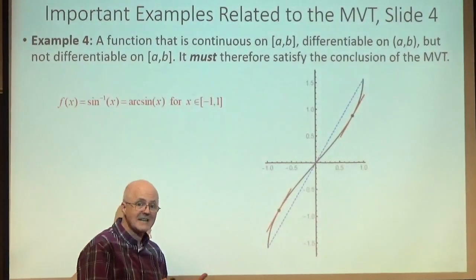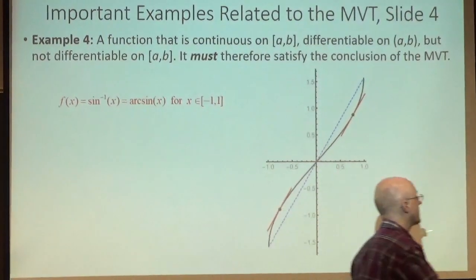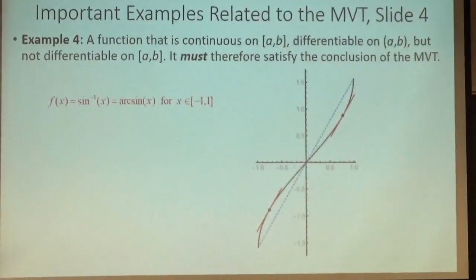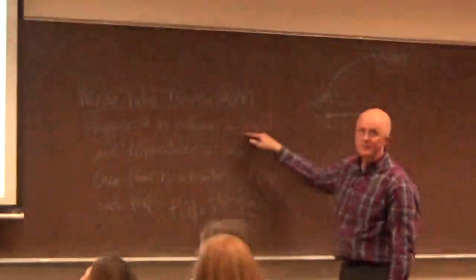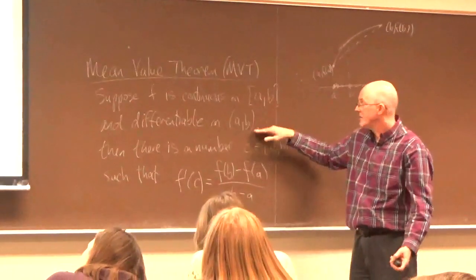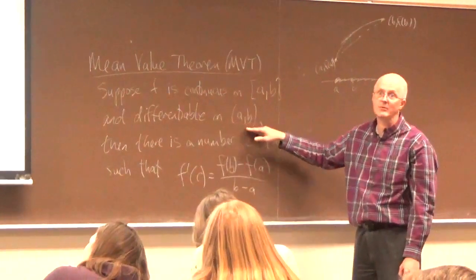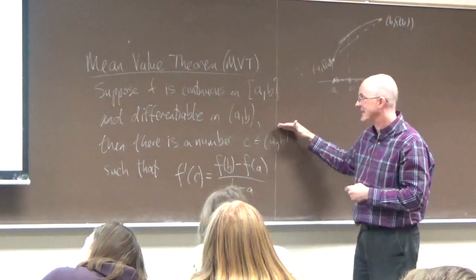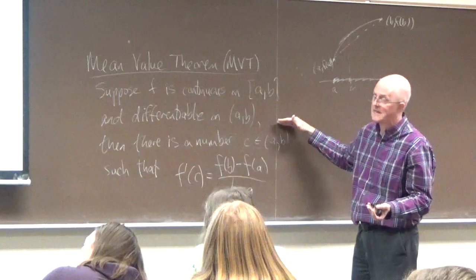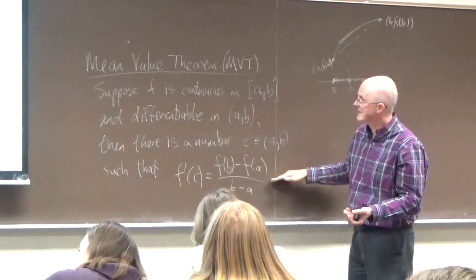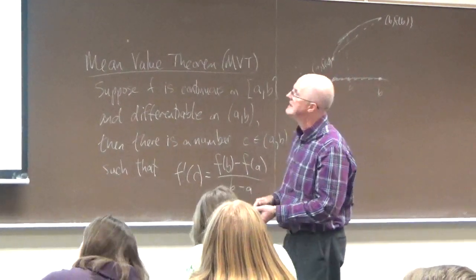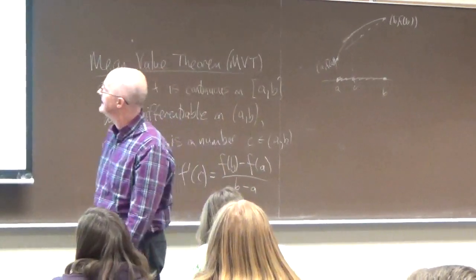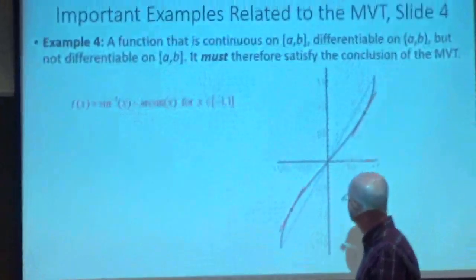But it does satisfy the hypotheses of the mean value theorem. It is continuous on the closed interval from -1 to 1. It is also differentiable on the open interval from -1 to 1, not differentiable at the endpoints. So it does satisfy the hypotheses, just barely, you might say. So there must be at least one c where the slope of the tangent equals the slope of the secant. In fact, there are two such c's.